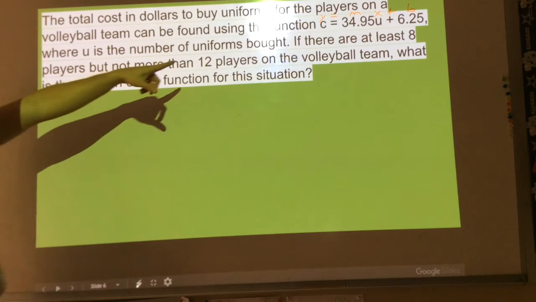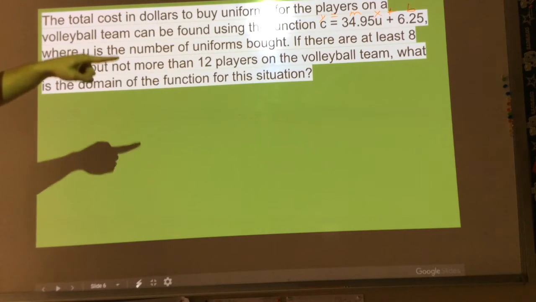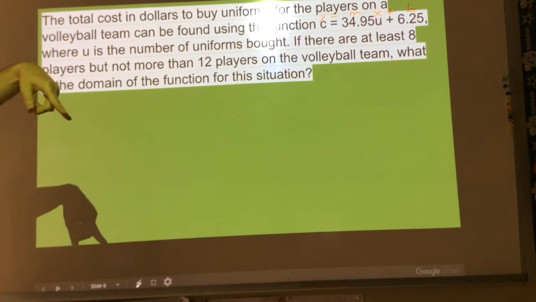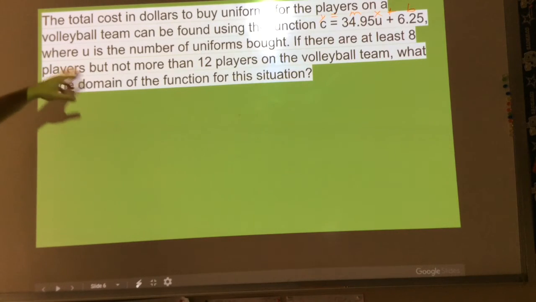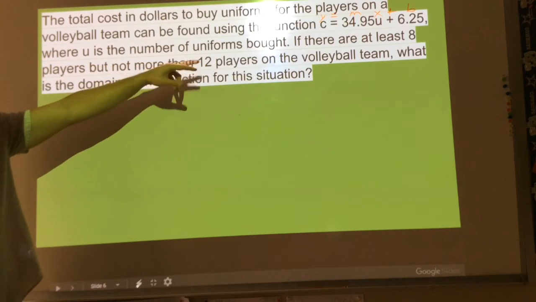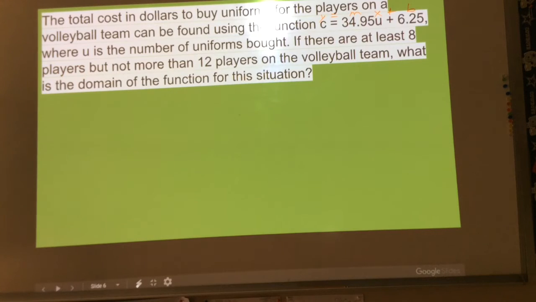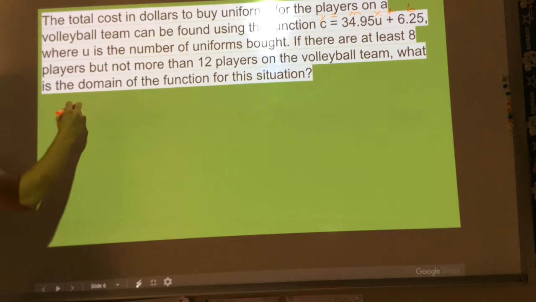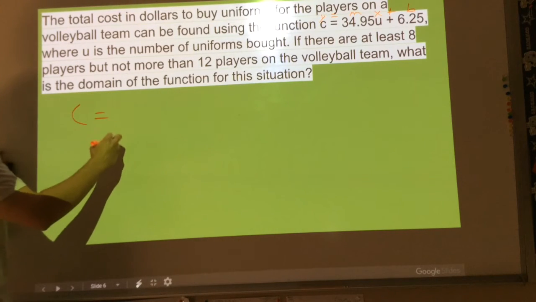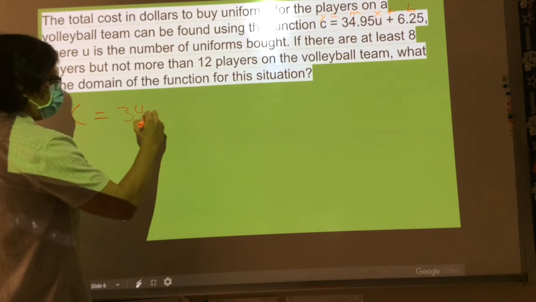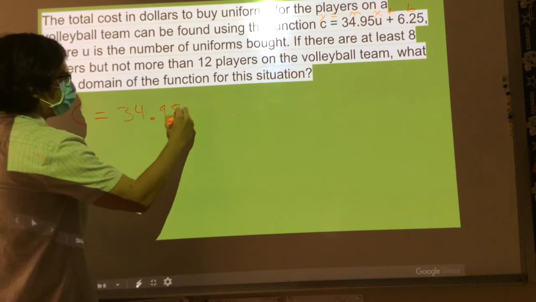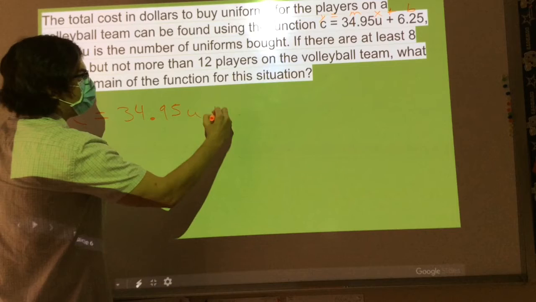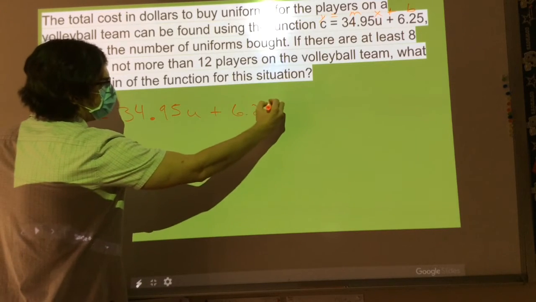So it's saying the cost is equal to $34.95 times the number of uniforms plus $6.25. So again, just trying to make it a little bit easier for you to read. U is the number of uniforms bought. If there are at least 8 players, but not more than 12 on the volleyball team, what is the domain of the function of this situation? All right, so here we go. We're going to have C equals $34.95 times U plus $6.25.